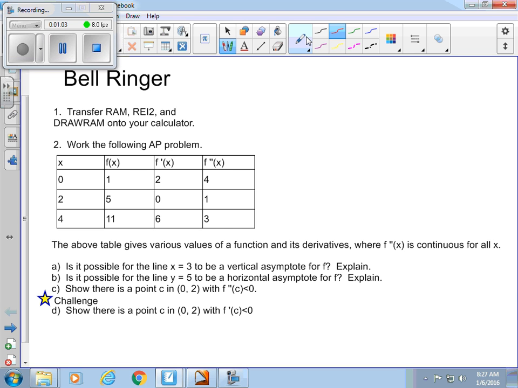What is a vertical asymptote? Like nothing touches it. Okay, a place where you have undefined values. Can there be a vertical asymptote at 3? No. Why not? F of x is continuous. Well, f double prime is continuous, which means, remember, differentiability implies continuity. So if f double prime is continuous, that means f prime is differentiable, which means f is differentiable, which means, trace that all the way back. You can't have a vertical asymptote there.